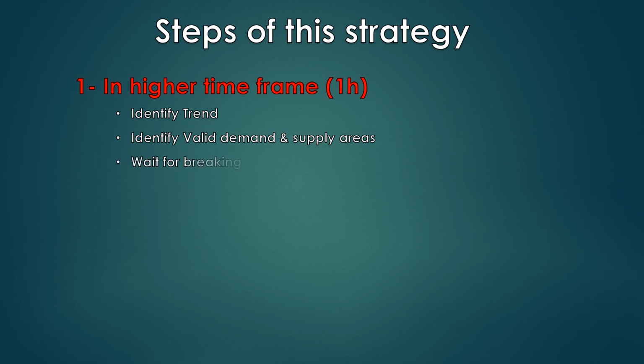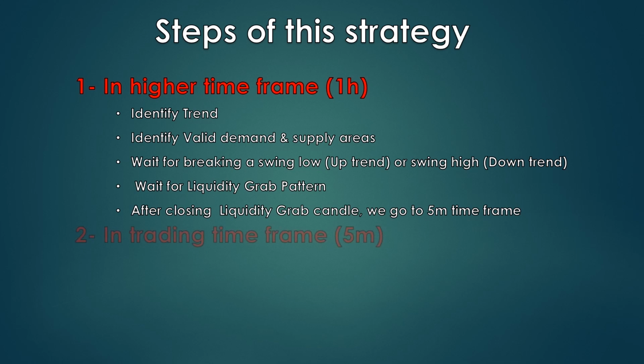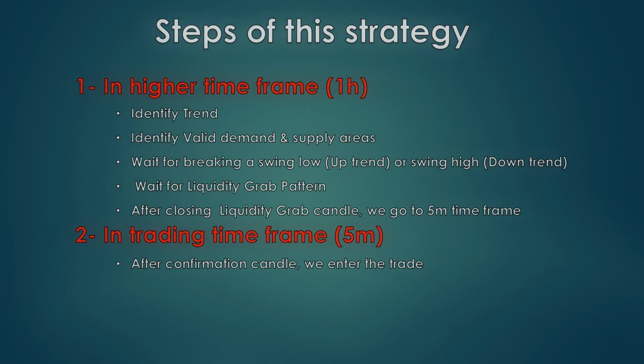In the next step, we need to see a swing low in an uptrend or a swing high in a downtrend that is broken. In an upward trend, if the break of the swing low is in the form of a liquidity grab, so that the candlestick shadows are placed in a valid demand area, we mark the highest price of the liquidity grab candle. Then we enter the 5-minute time frame. For the downtrend it is exactly vice versa. In the 5-minute time frame, as soon as a bullish candle closes above the marked price, we enter the buy trade. Let's see real examples of this strategy.